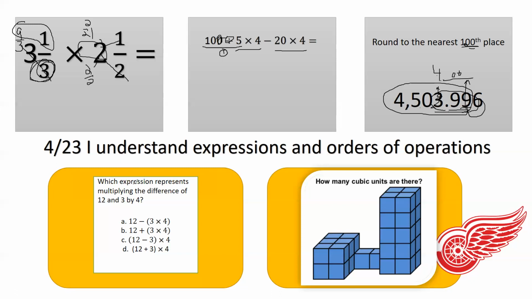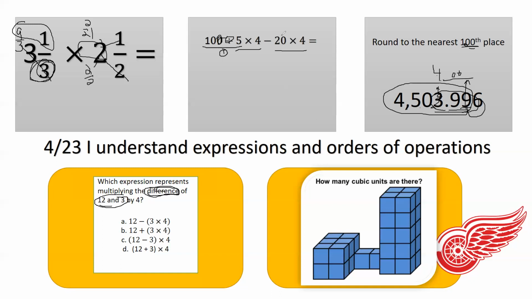It says, which expression represents multiplying the difference? Ooh, you got to remember what the word difference means. Difference means subtraction. The answer to subtraction. Multiplying the difference of 12 and 3 by 4. Well, naturally, in order of operations, you would subtract last. So we have to add parentheses to make somebody subtract first.